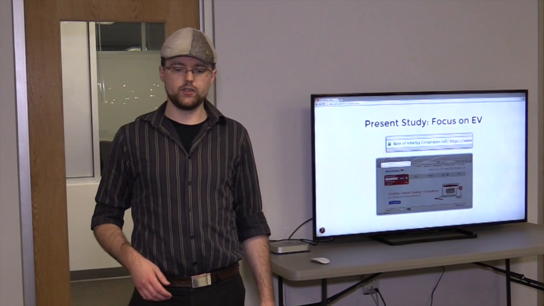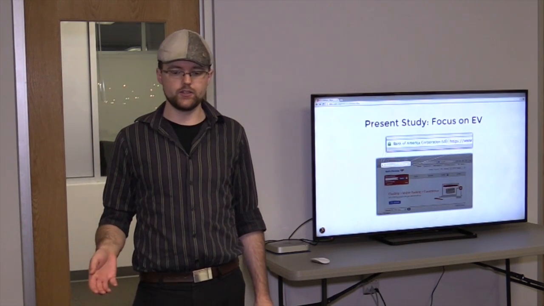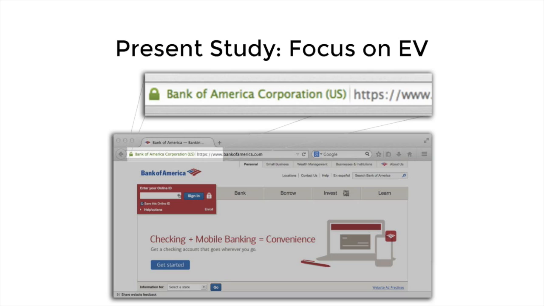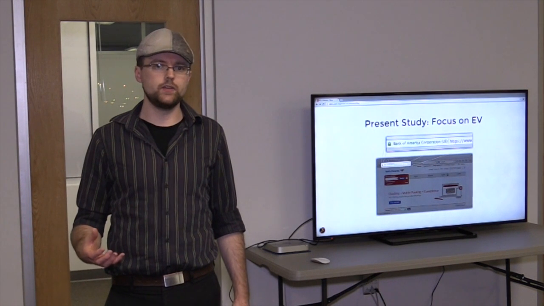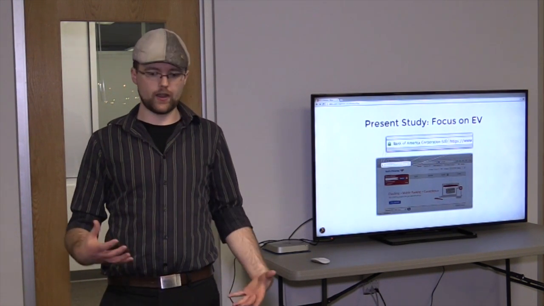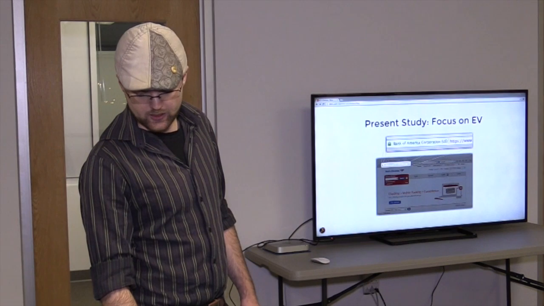We wanted to look and see if extended validation certs, which are a much more complex visual indication, with a green icon and the entire name of the corporation that the certificate supposedly belongs to displayed to the user, made a difference. So we decided to focus on EV certs to see what their efficacy was, if any.